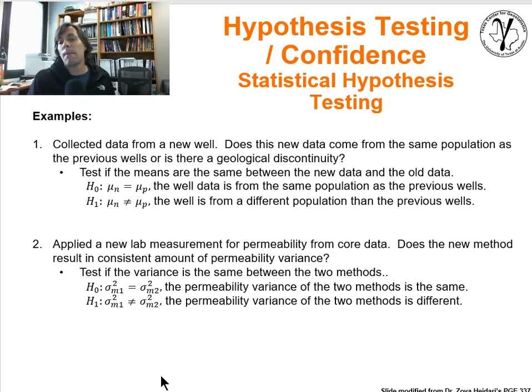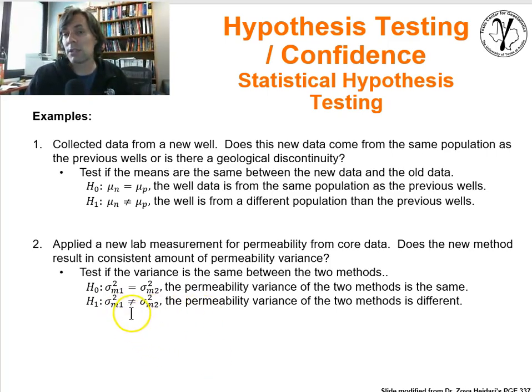Example number 2: you have lab measurements for permeability from core data, and you have a new method for measurement. Does the new method result in a consistent amount of permeability variance? Is the permeability variance different with the new measure? So we want to test if the variances between the old measure and the new measure are the same. So the null hypothesis is that the variances are the same. The permeability variance of the two methods are the same. The alternative hypothesis is that the permeability variance of the new method is different.